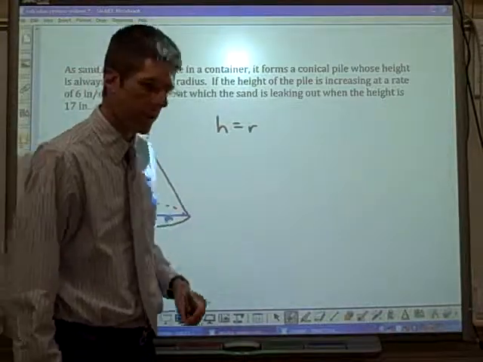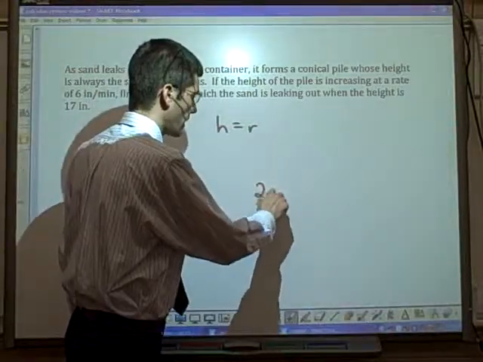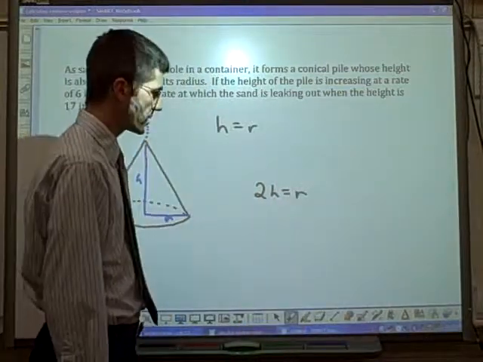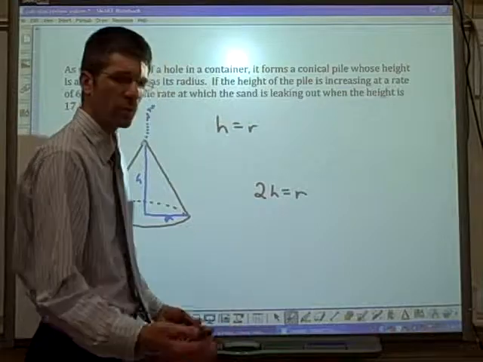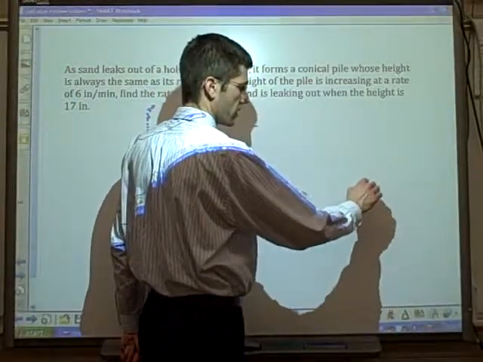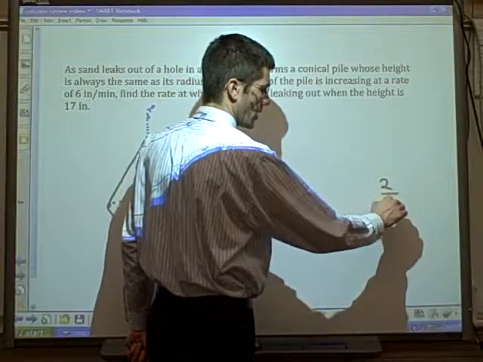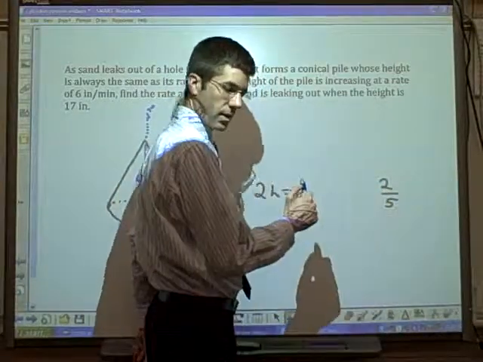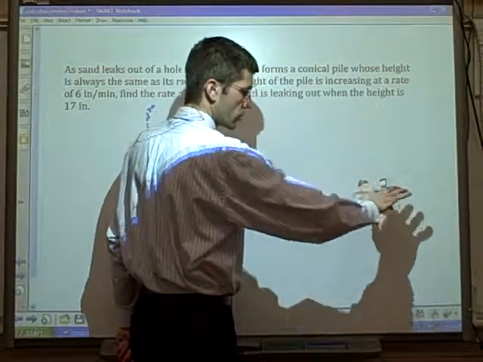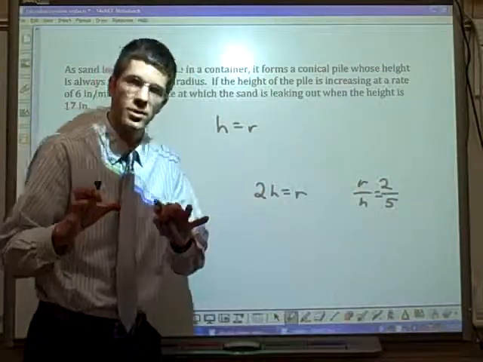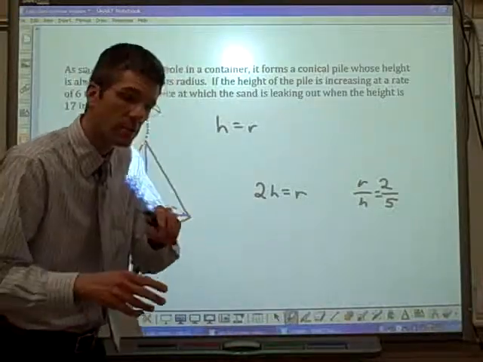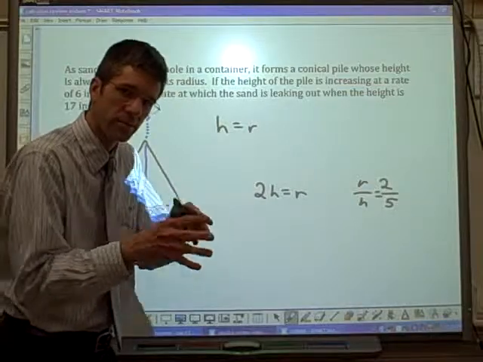Sometimes it'll say things like, twice the height is equal to the radius. Or it might give you a ratio. It might say that the radius is 2 when the height is 5. Let's say that again. The radius is 2 when the height is 5. It'll do one of these things, and it will allow you to set up a ratio in which you can solve for the variable that you need to plug in to the other one.